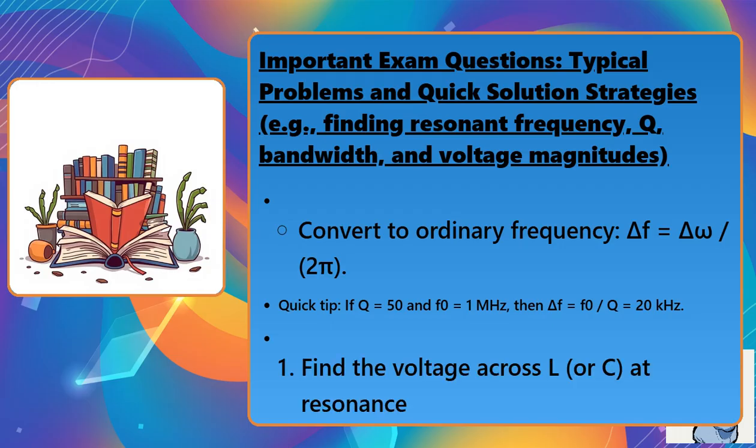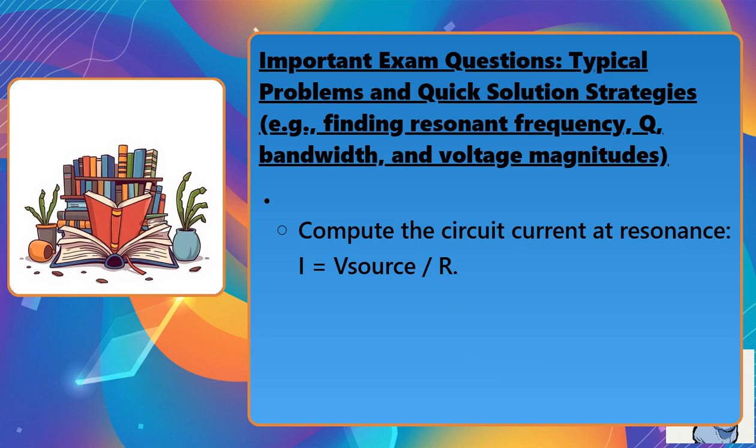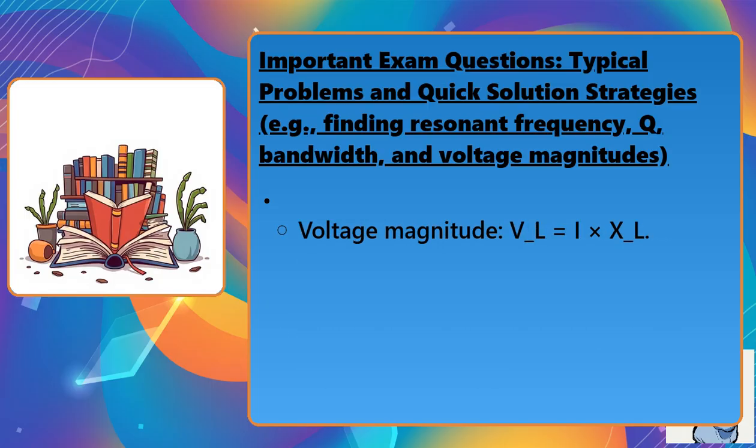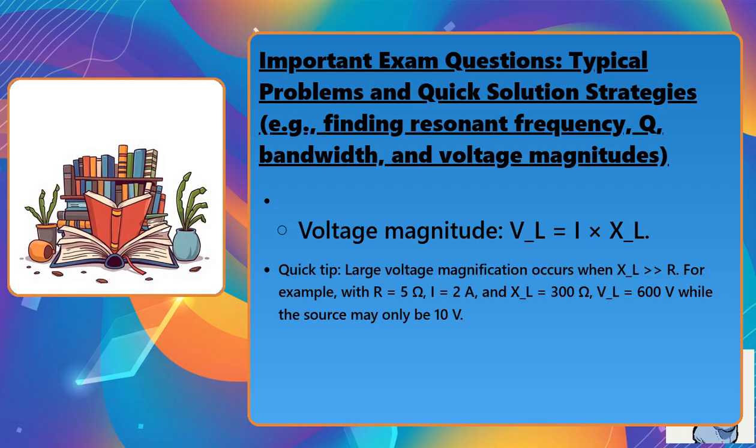4. Find the voltage across L or C at resonance. Compute the circuit current at resonance, I = V_source/R. Compute reactance at resonance, X_L = ω₀L, same as X_C. Voltage magnitude V_L = I × X_L. Large voltage magnification occurs when X_L is much greater than R. For example, with R = 5 ohms, I = 2 amperes, and X_L = 300 ohms, V_L = 600 volts, while the source may only be 10 volts.